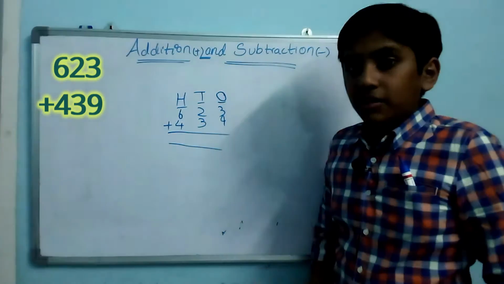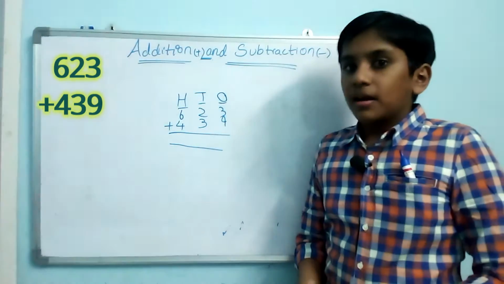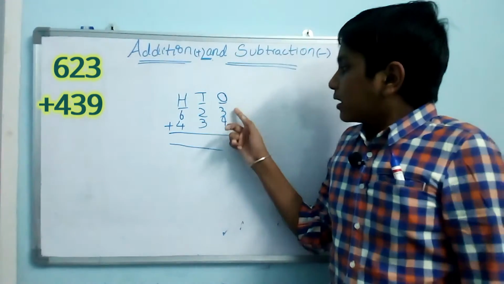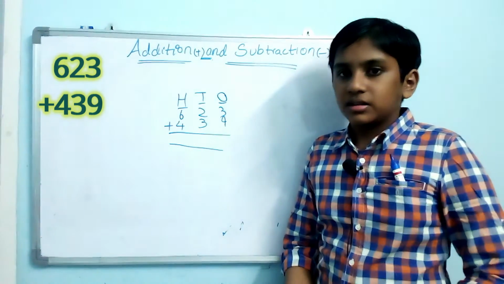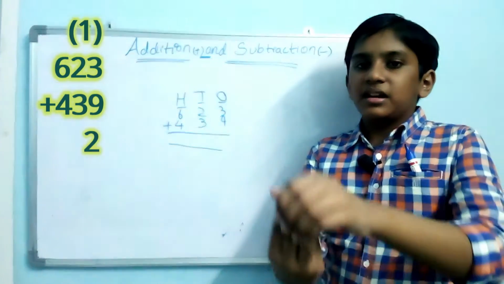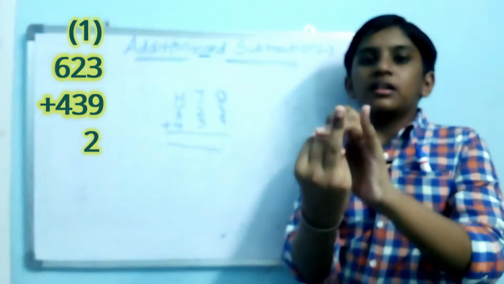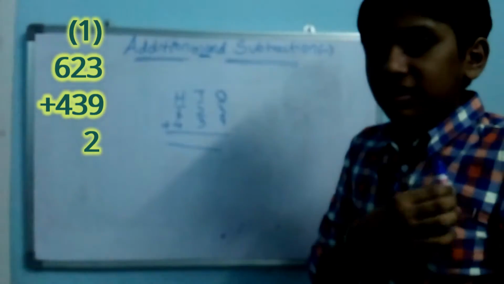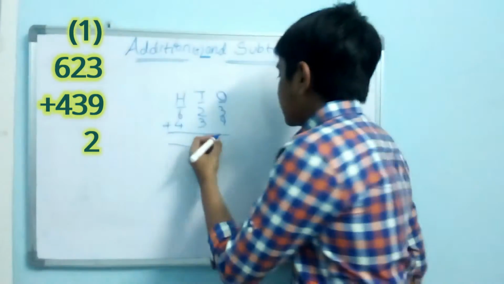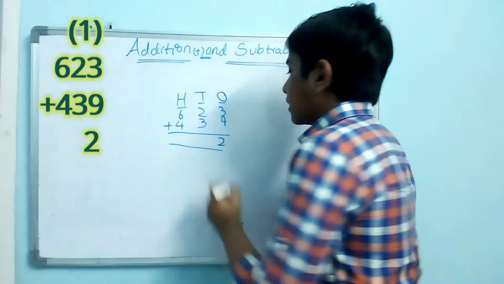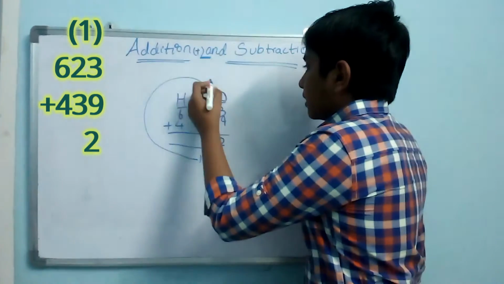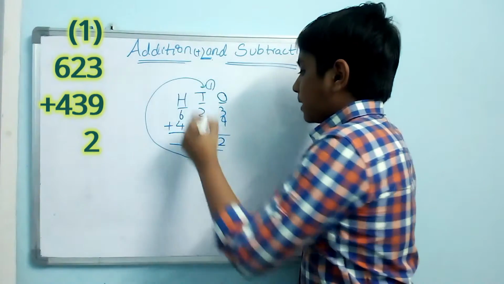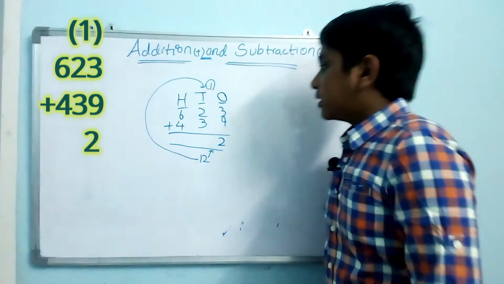If you guys remember, we have to keep 9 in our mind, which is the big number, and the small number, that is 3, on our fingers. So after 9, 10, 11, 12. So my friends, 9 plus 3 is 12. If you guys remember, we have to write 1 in the tens column and 2 in the ones column.